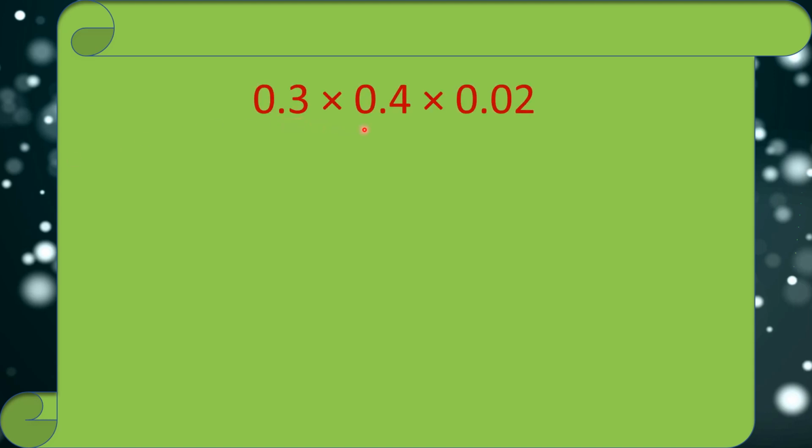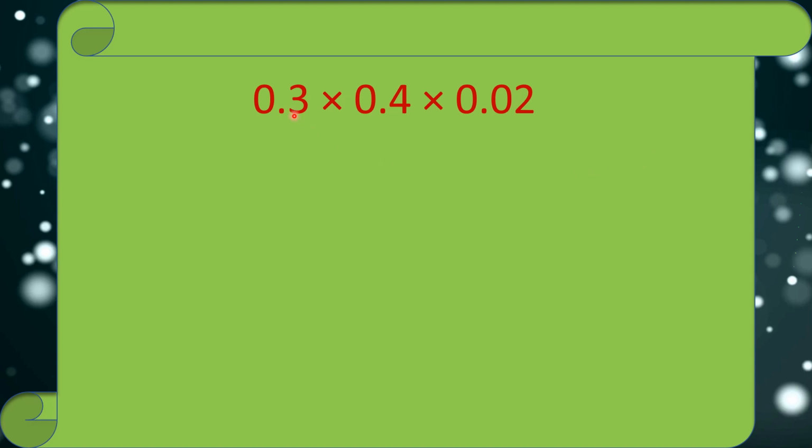Now let us do one more question. 0.3 multiplied by 0.4 multiplied by 0.02. You know, it is very easy. How? We will multiply just by ignoring decimal point. And after that, we will count the decimal places and we will put decimal in our final product.